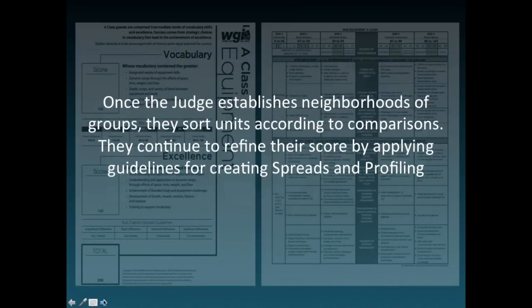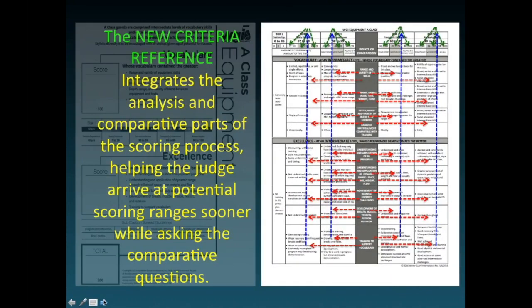Once the judge establishes these neighborhoods of group, generally, you've got to get a couple of groups in. They really watch their scores like hawks for those first 3 groups especially, and then once they get enough groups in, then they can start sorting by the comparisons. They continue to refine their score by applying the guidelines. Remember, these guidelines are not hard and fast rules, but they're guidelines, strong suggestions for creating spreads and for profiling. The new criteria reference integrates the analysis and comparative parts of the scoring process, helping the judge arrive at potential scoring ranges a little sooner while asking the comparative questions.